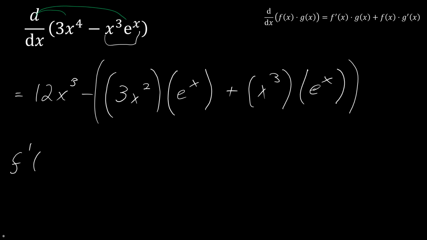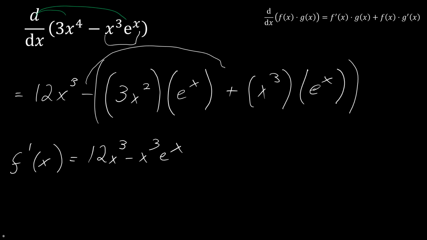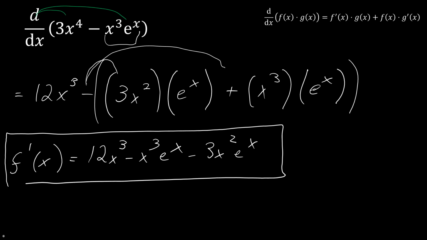So f prime of x is equal to 12x cubed. Distribute that negative, minus x cubed e to the x minus, of course, distribute the negative, 3x squared times e to the x. And there's your derivative.